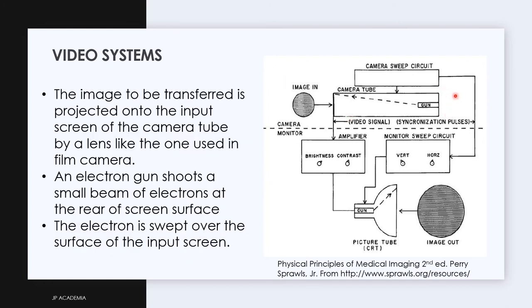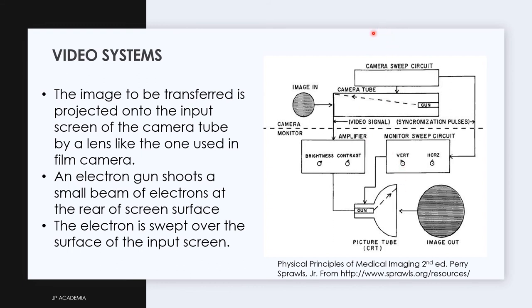Inside the camera tube, we have an electron gun that shoots a small beam of electrons at the rear of the screen surface. The electron beam sweeps over the surface of the input screen. It scans each location on the target, which refers to the amount of current that crosses the TV target and reaches the signal plate, and it depends on the resistance of the target at each location.